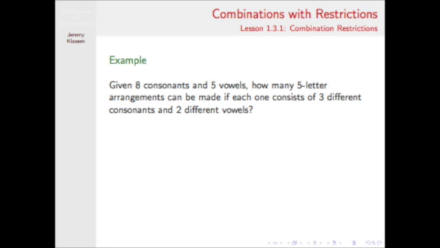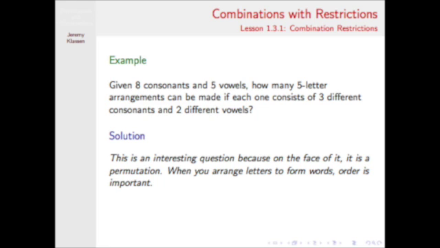Okay, now we're going to change gears for a little bit here. You really need to see this question. Given 8 consonants and 5 vowels, how many 5-letter arrangements can be made if each one consists of 3 different consonants and 2 different vowels?